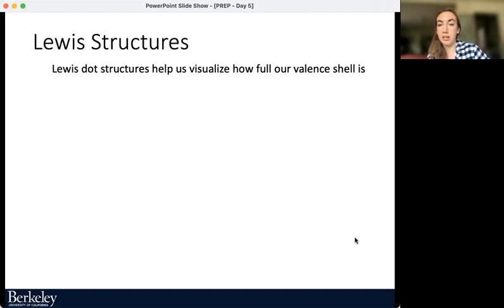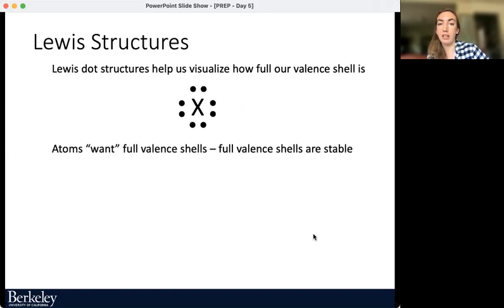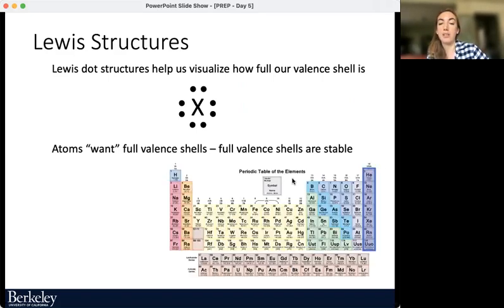So the last thing we talked about yesterday is Lewis structures, sometimes called Lewis dot structures or Lewis dot diagrams. They help us visualize how full our valence shell is. So if an atom had 1 valence electron, we would draw it like this: 2, 3, 4, 5, 6, 7, 8. And like somebody was just asking about, atoms want to have a full valence shell. They're very stable if they have a full valence shell. So this last column that we were just talking about, all of those elements have a full valence shell without needing any help from anybody else.